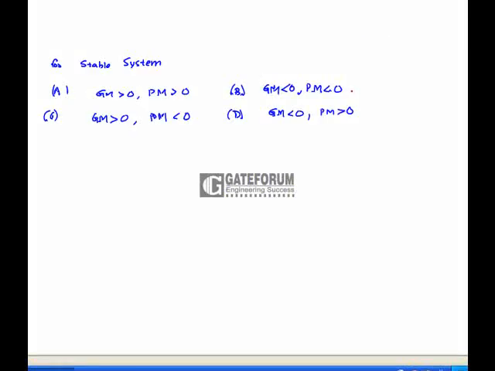Stable system: what about the gain margin and the phase margin? We have to say whether both are positive, or one of them is positive and the other negative, or both have to be negative. For a stable system, the gain margin as well as the phase margin must be positive. So option A is correct.